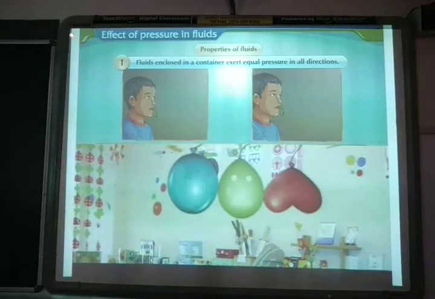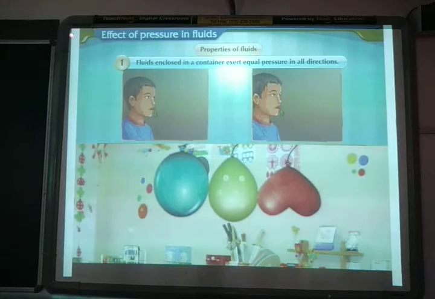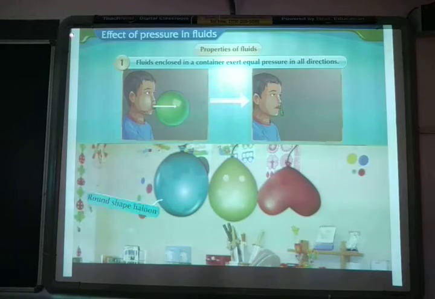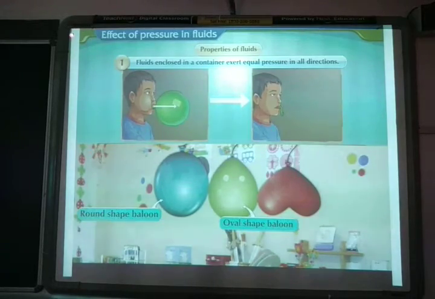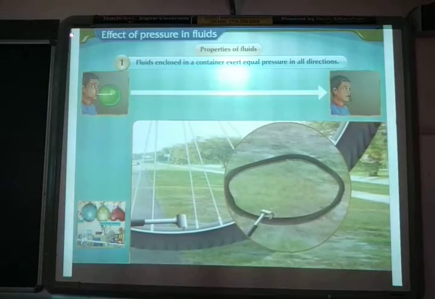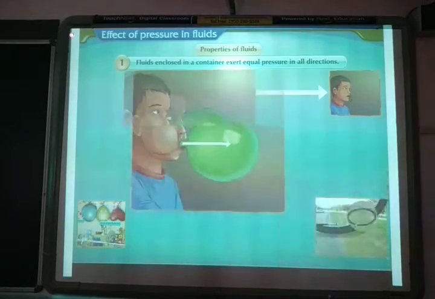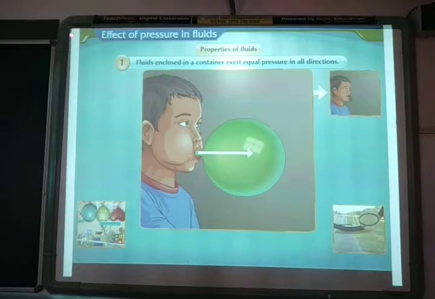You might have seen different shapes of balloons at the balloon shop. When a balloon is filled with air, it acquires its characteristic shape, round or oval. Similarly, when air is filled in a bicycle tube, it retains its shape. This is because air exerts pressure in all directions, and this helps the objects to maintain their original uniform shape.